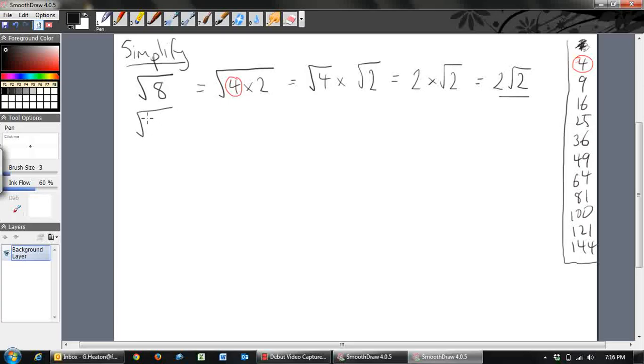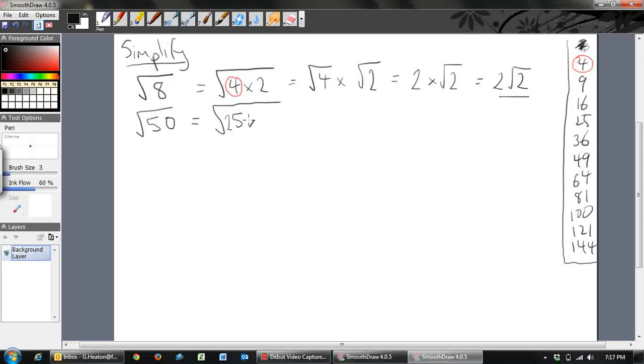Let's have a look at another example. How about the square root of 50? Square root of 50. Okay? Now, let's have a look through this list. Does 4 go into 50? Well, no it doesn't. Does 9 go into 50? No it doesn't. 16? No. 25? Well, yes it does. 25 goes into 50.